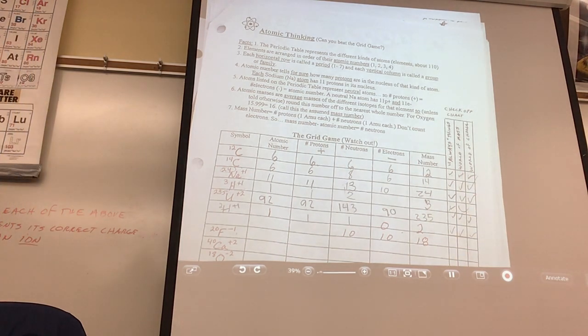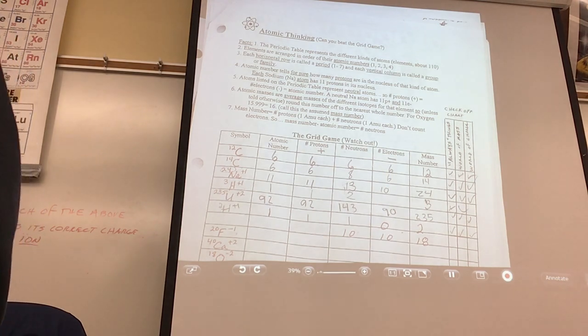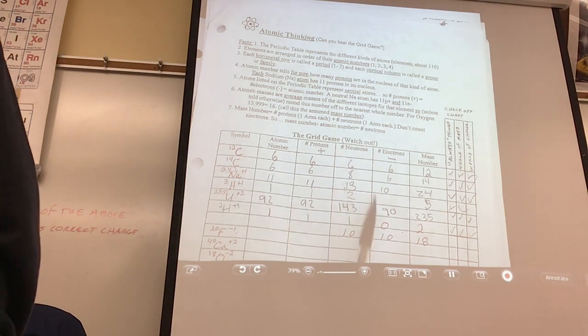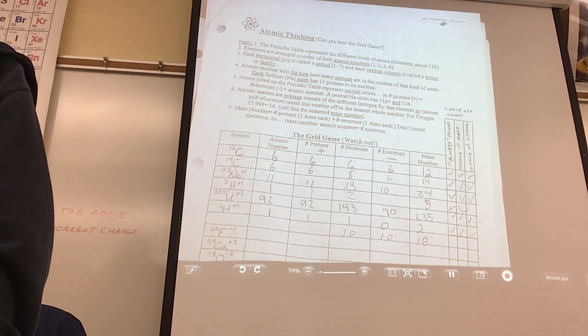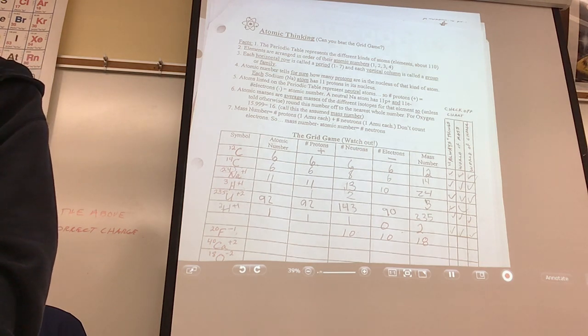Okay. Now we have to find out how many electrons. What are you looking at for a world of charge? For the world of charge you look at your electrons and protons. Okay.